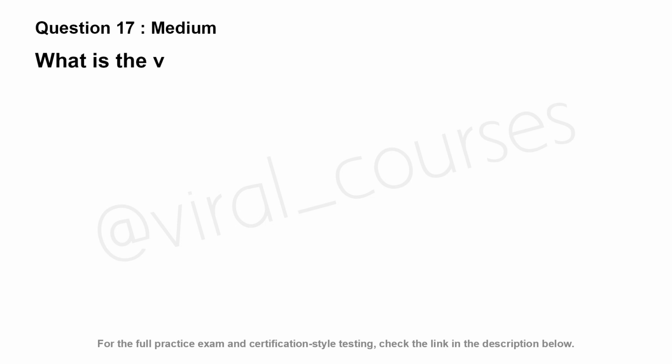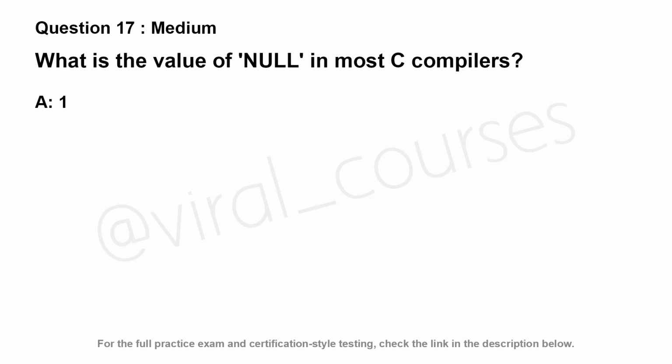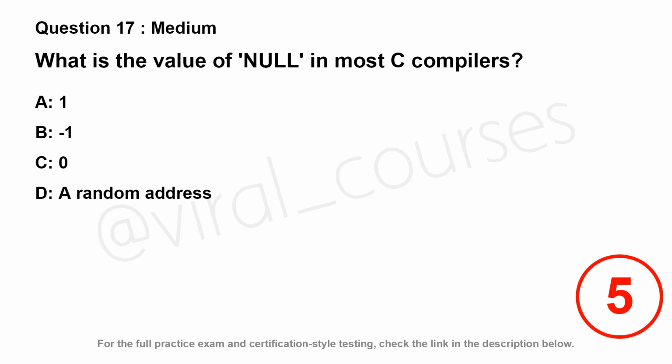What is the value of NULL in most C compilers? Option A, 1. Option B, -1. Option C, 0. Option D, a random address.